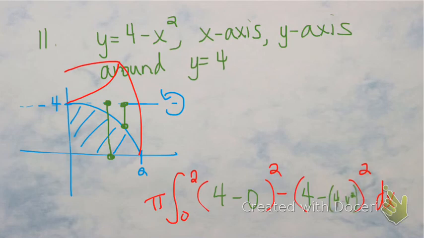Be careful right here. If you wrote it without the parentheses, 4 minus x squared, it would not be correct. You could write 4 plus x squared if you wanted to change the sign. But just be careful with that as you put it into the formula.